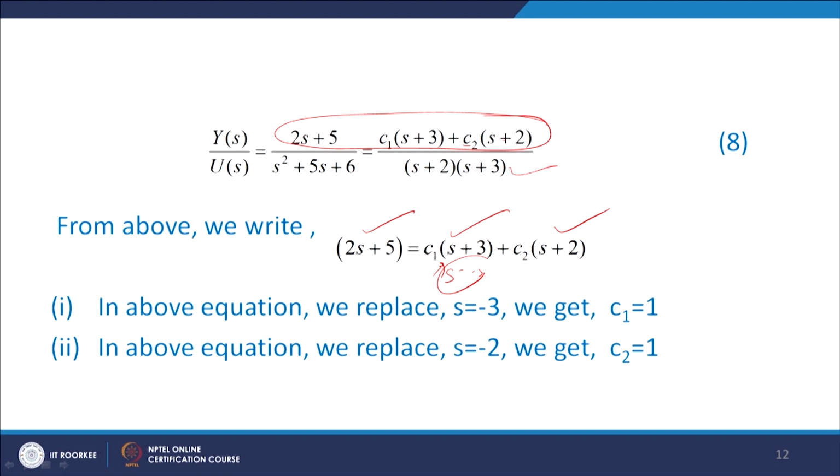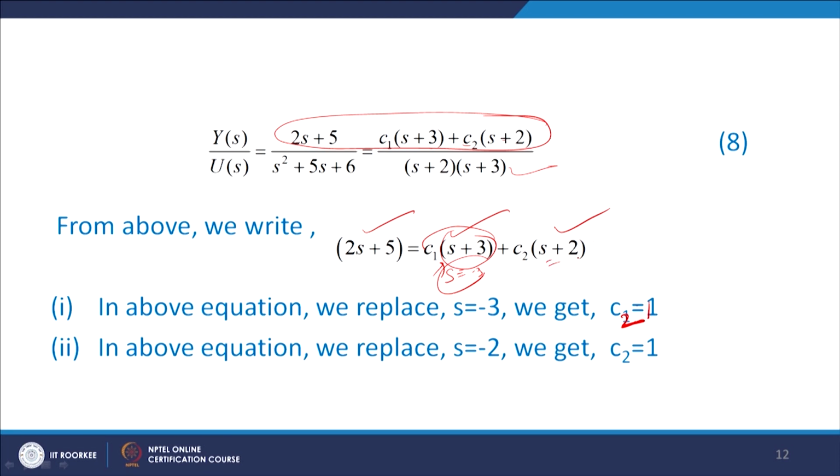That means if you replace s equals minus 3, this term becomes 0. So what is c2? We replace s equals minus 3, so we will get c2 equals 1. Then in the above equation we replace s equals minus 2.